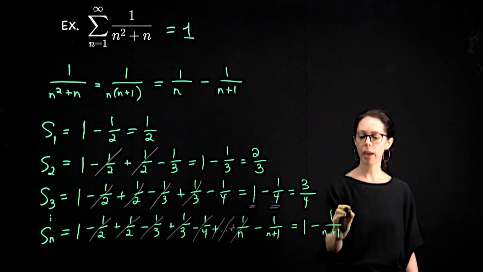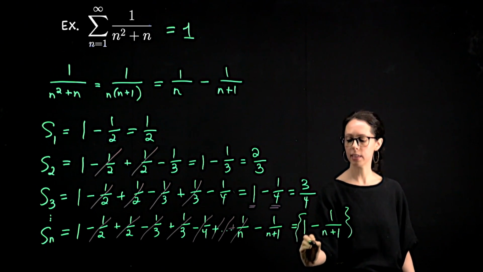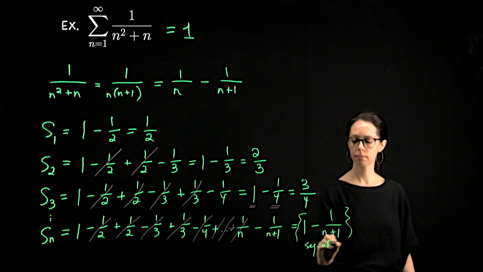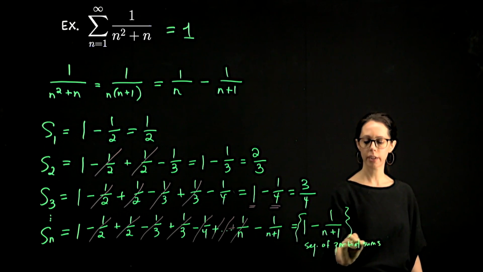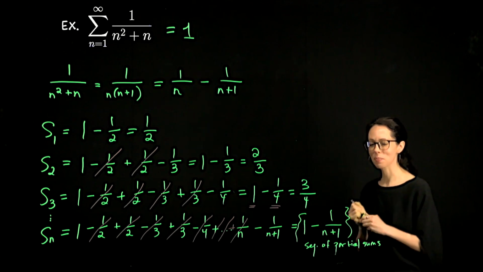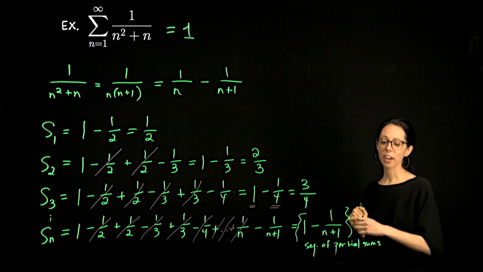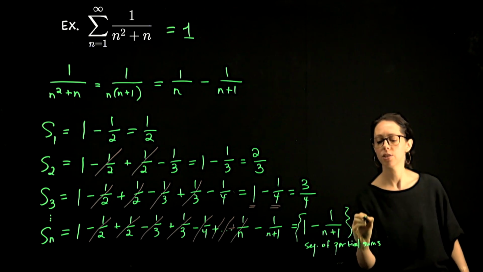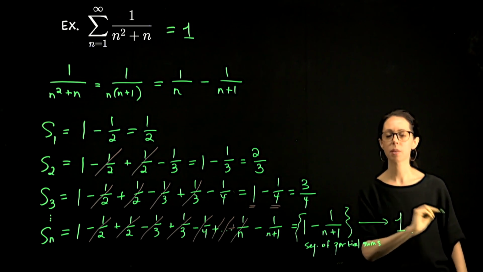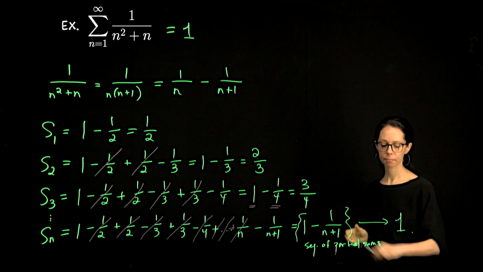So this is another way of presenting the sequence of partial sums. Here, it's very easy to take the limit as n goes to infinity. This term goes to 0, and just like before, the sequence of partial sums converges to 1.